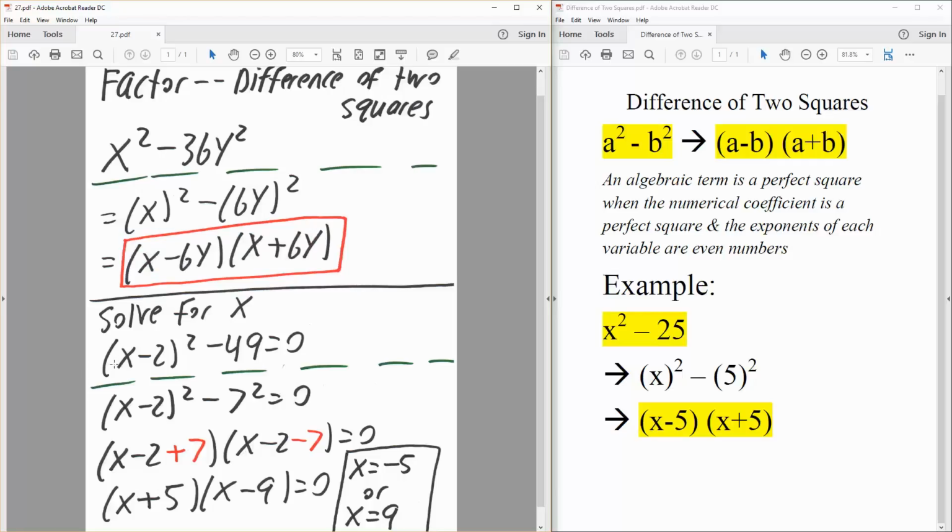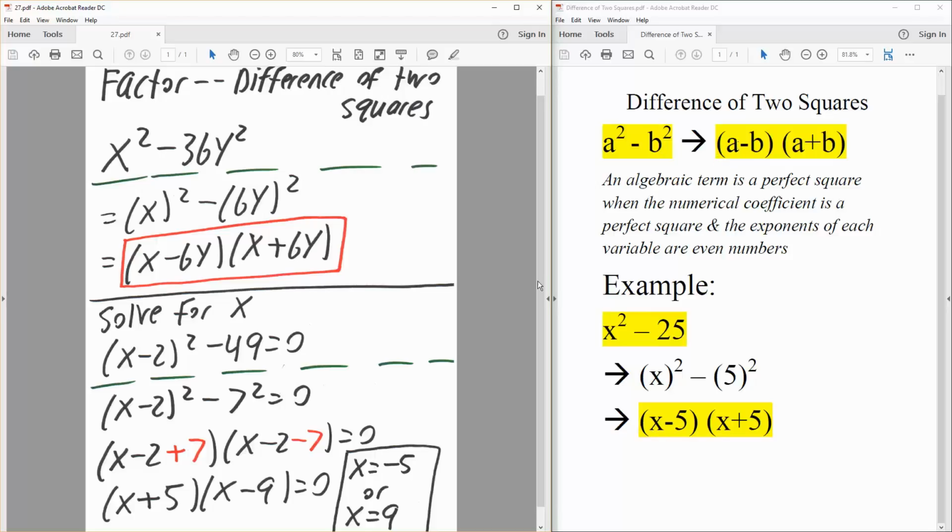And now for the second problem where we solve for x. We have parentheses x minus 2 squared minus 49 is equal to 0. So (x minus 2) squared is like a squared, but minus 49 isn't like it. So instead we say minus 7 squared. And so now it's similar to this. And now we want to solve for x.